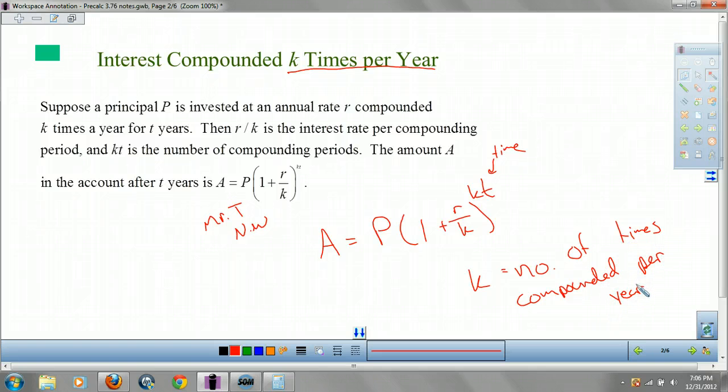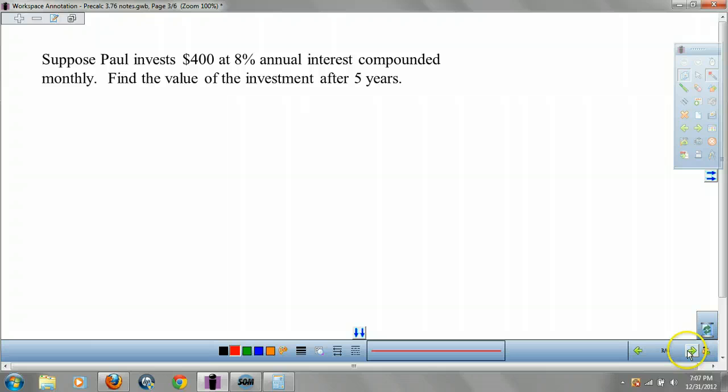So if it's monthly, then it'd be P times 1 plus your rate over 12, all to the 12t. If it's daily, you put 360 there. That's all there is to it. It's time in years, by the way. Handwriting's getting worse. Let's take a look.